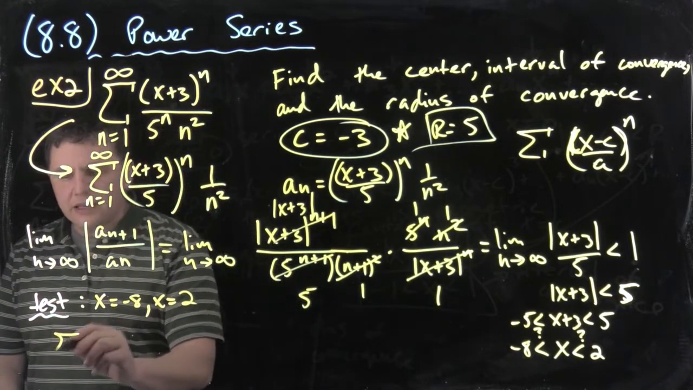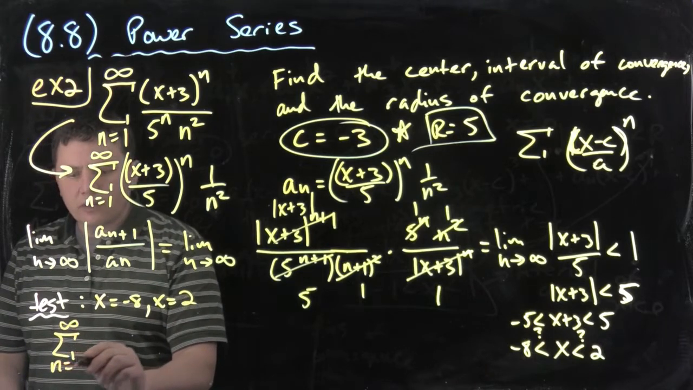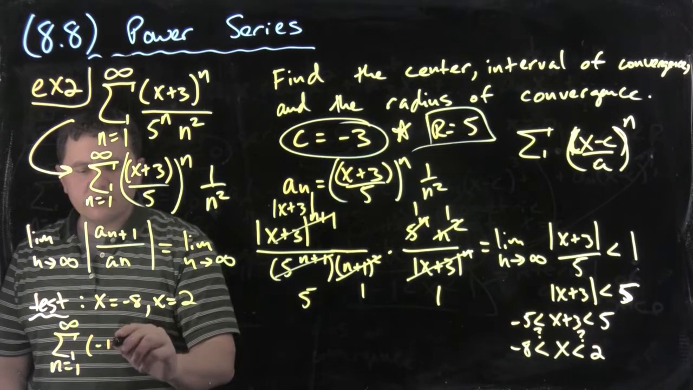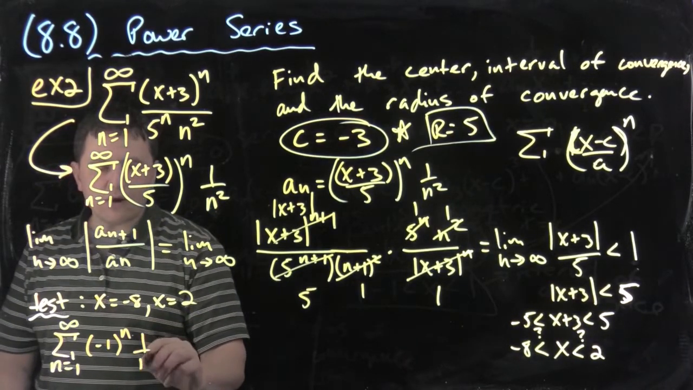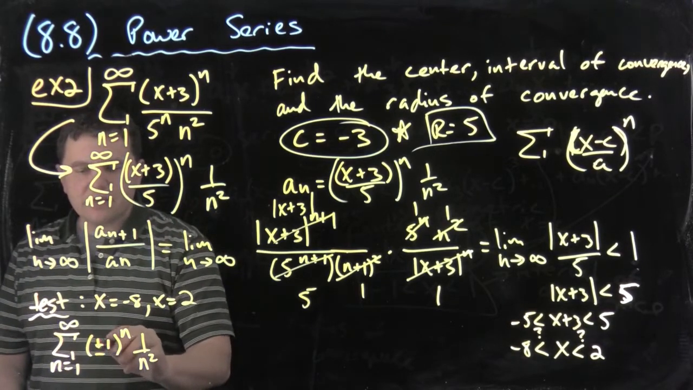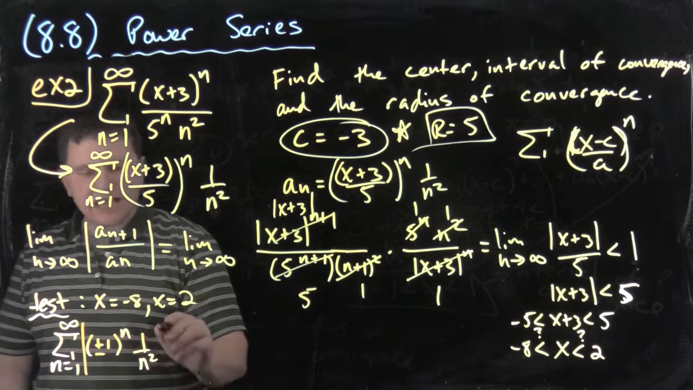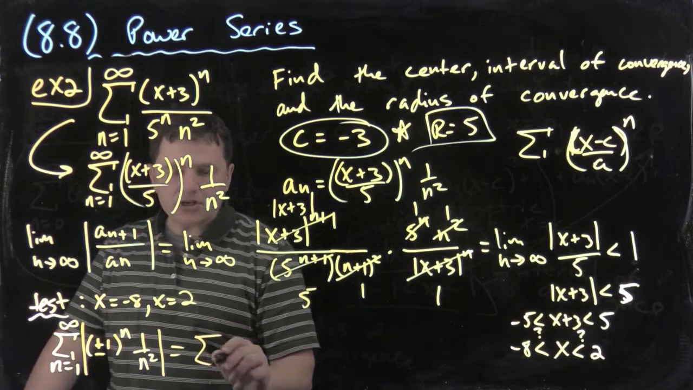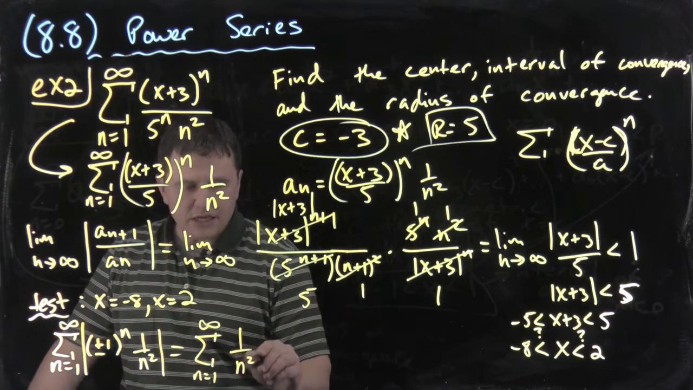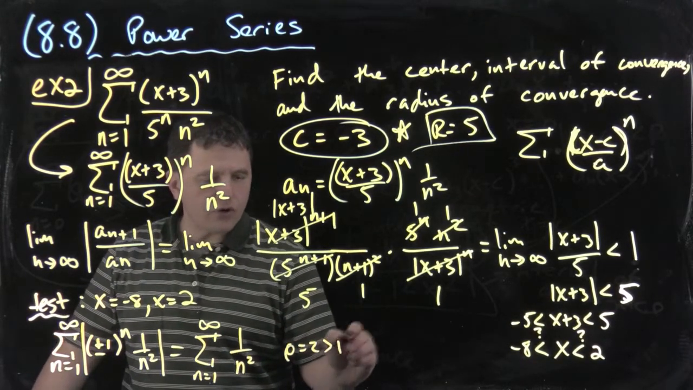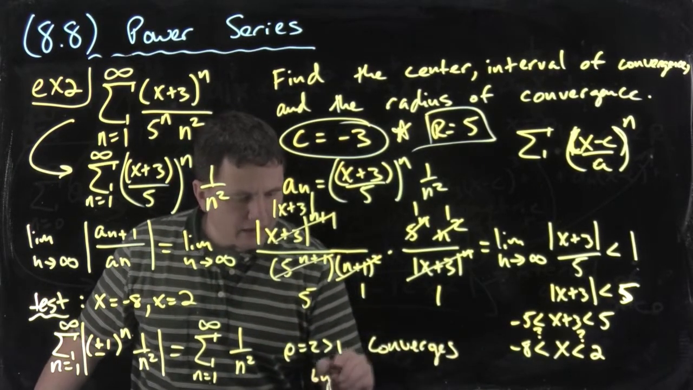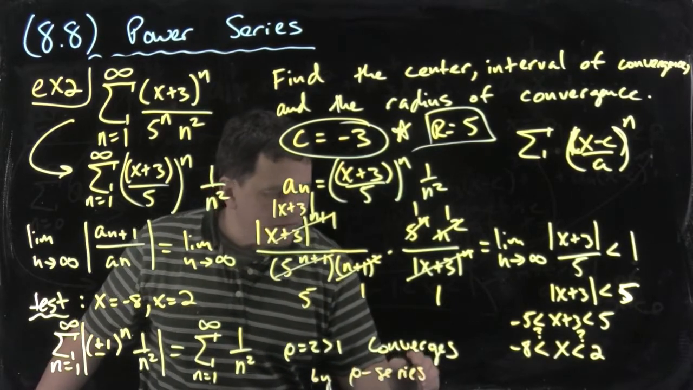So what that means, like I said, if I plug in -8, this will be -1 to the nth over n squared. If I plug in the 2, it's going to be 1, so I'll just call this plus or minus. Now, I don't really care about that, because if I take the absolute value of this, I can just do absolute convergence. Right? I don't need that alternator for either one of these, because p equals 2, that's greater than 1, so this thing converges by p-series.